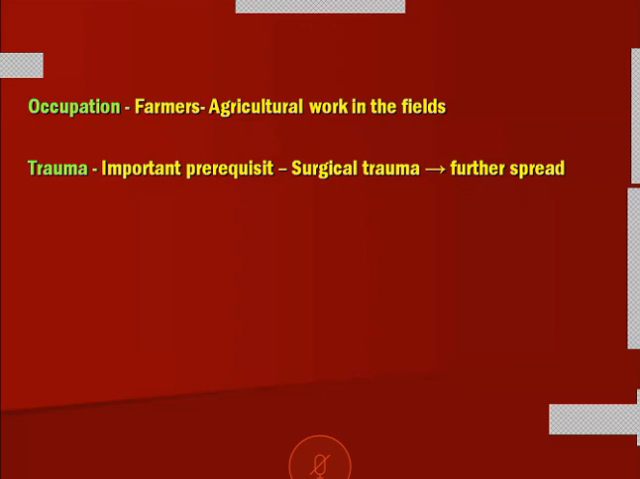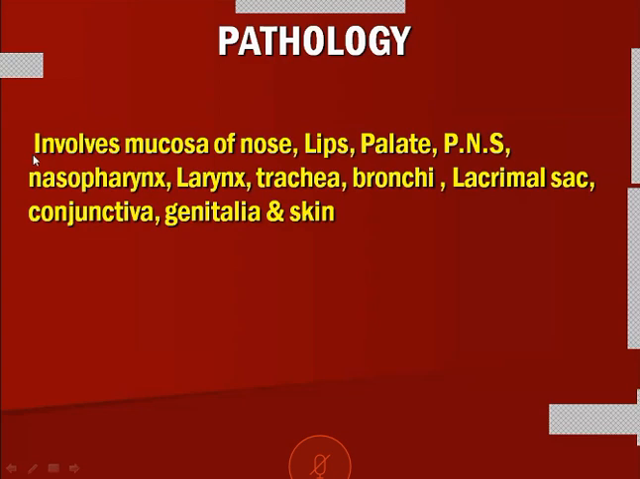The important prerequisite for contracting the disease is trauma, either a trivial trauma in the nose or a surgical trauma. A surgical trauma will further spread the disease. Trauma may be by way of nose picking or any inflammation. Wherever there is ulceration, the sporangia will enlarge. Most cases are seen in people who bathe in infected waters. Some say it is a droplet infection also. What is the pathology?